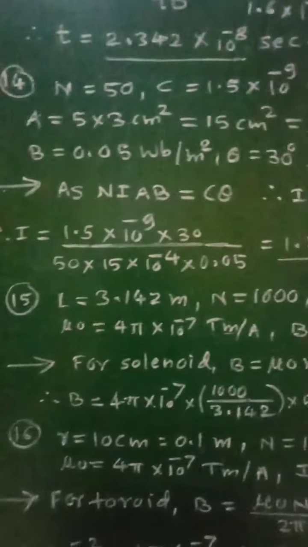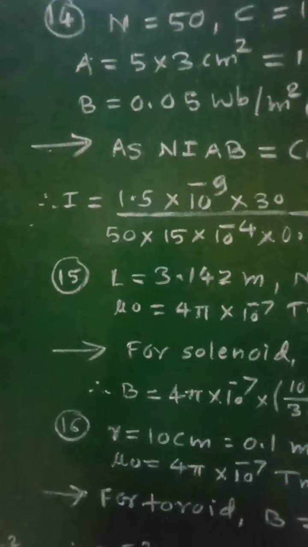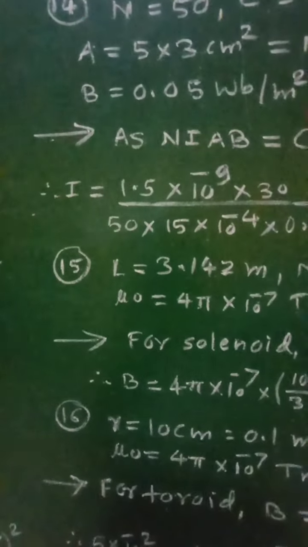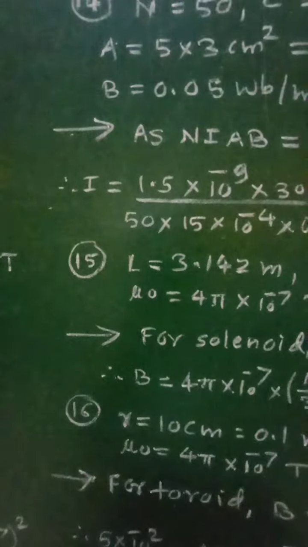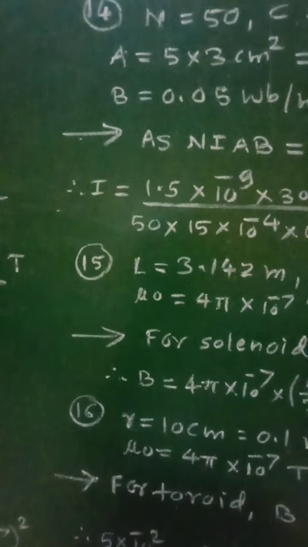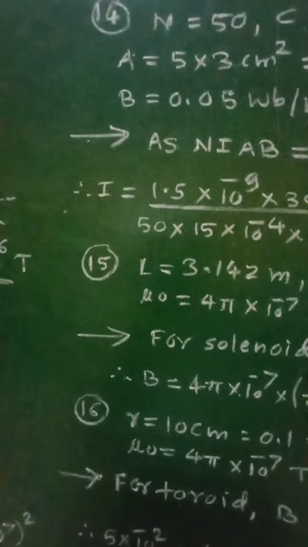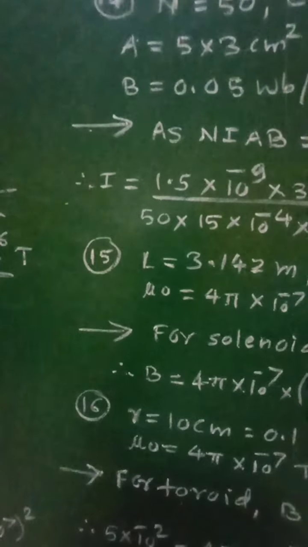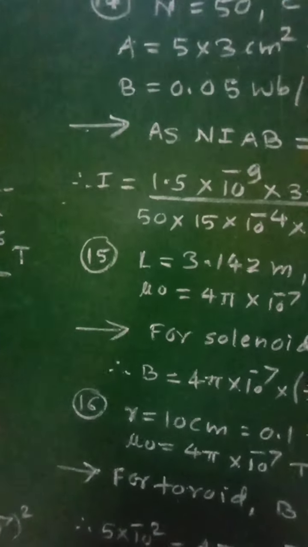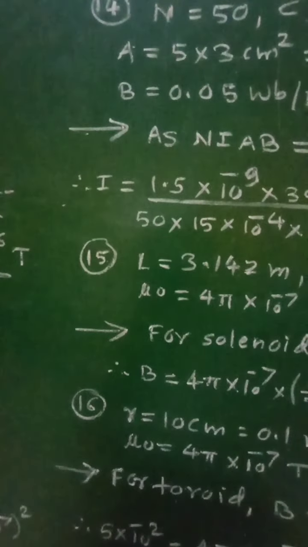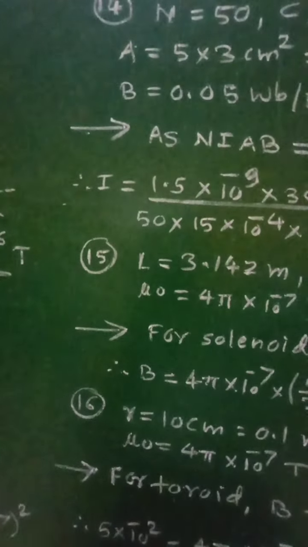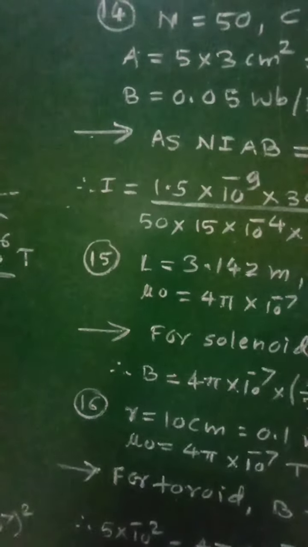Then we will go for next numerical, that is numerical number 15, which is given as: a solenoid of length pi meter and 5 centimeter in diameter has winding of 1000 turns and carries a current of 5 ampere. Calculate the magnetic field at the center along the axis.